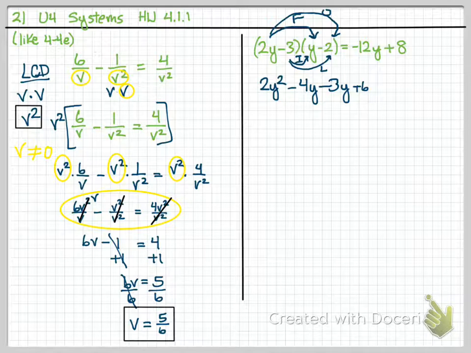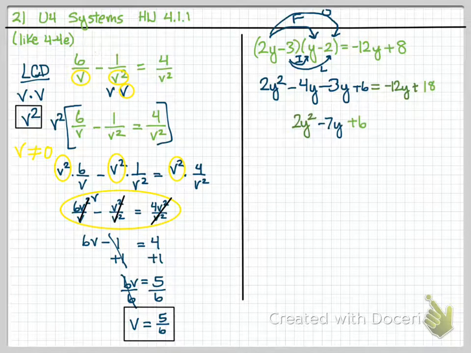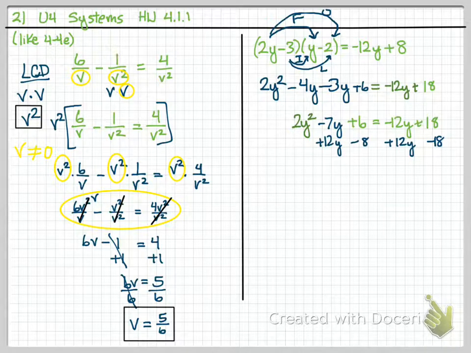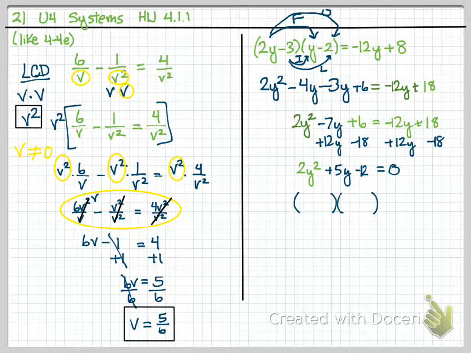So you get that middle term in there. The negative 4y minus 3y will combine to be your middle term. The right hand side still stays the same. We combine the y's to get negative 7y in the middle. And then on the right hand side, what we'll do is we'll take everything that's on the right hand side and move it over. And then we get 2y squared plus 5y minus 12, and all of that equals 0.